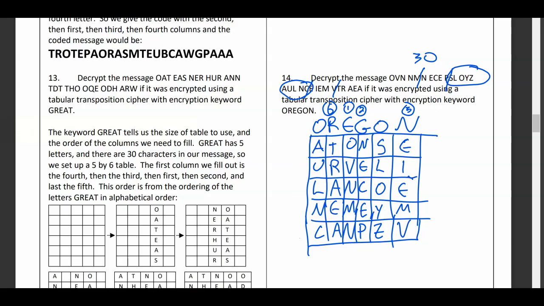Too many vowels in a row. Let's see. At, shouldn't that be an E? I think I've got these reversed. I don't know what I've done.